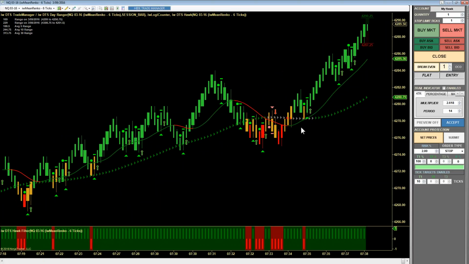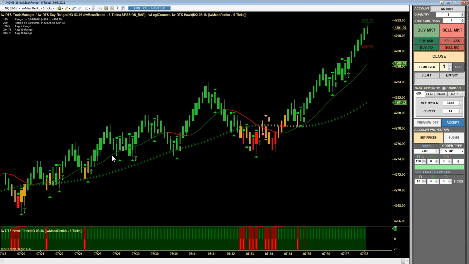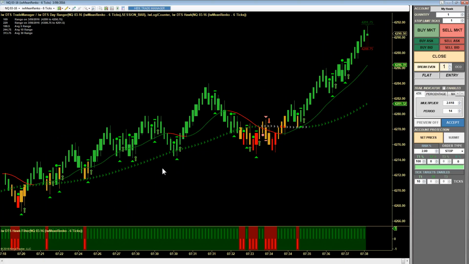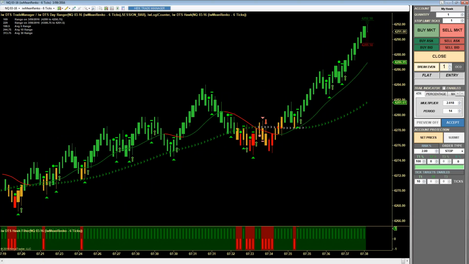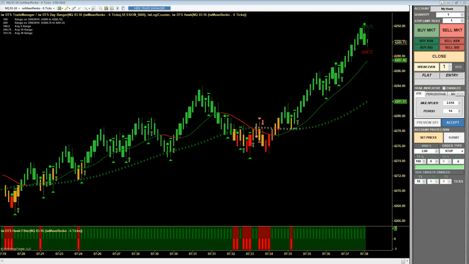You see a lot of signals printing here, right? This is the Hawk Scalper. It's a scalping tool. It prints a lot of signals. That is not how you make a lot of money trading. You make money trading by focusing on a few signals during the day, a few high probability signals, and capitalizing on those.